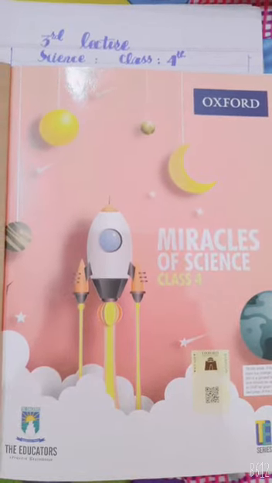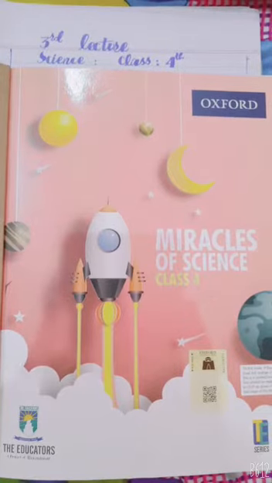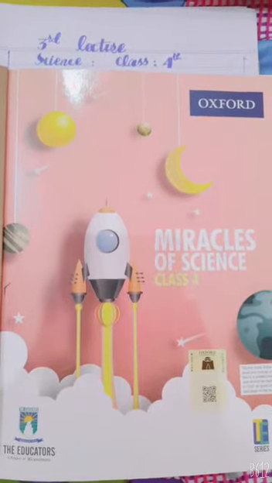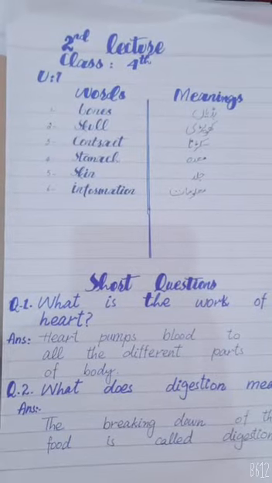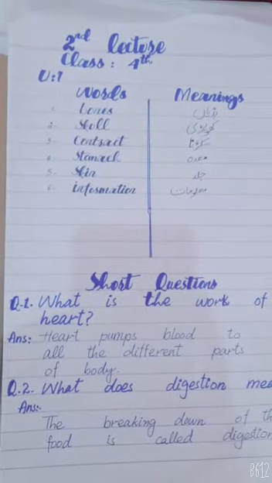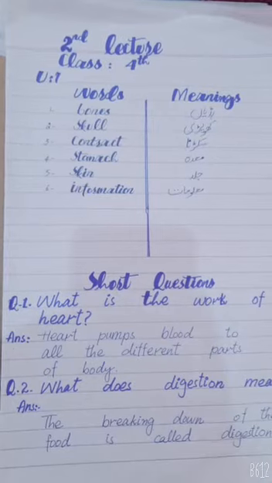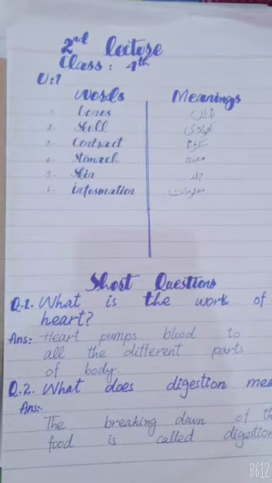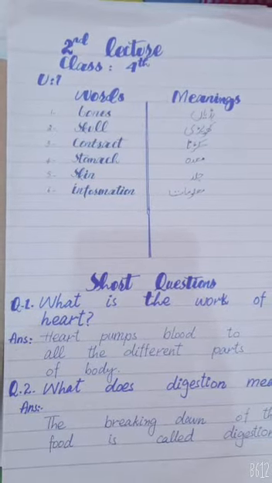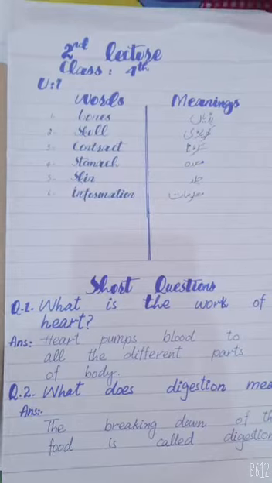Today I am delivering you the third lecture of science. Before starting the third lecture of science, take a short overview of lecture 2. In previous lecture, we study about words meanings and short questions. Words meaning: bones, hadiyan; skull, khopdi; contract, sukarna; stomach, meda; skin, jild; information, malumat.